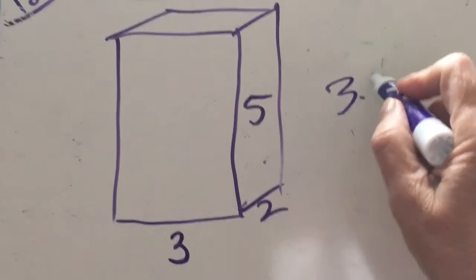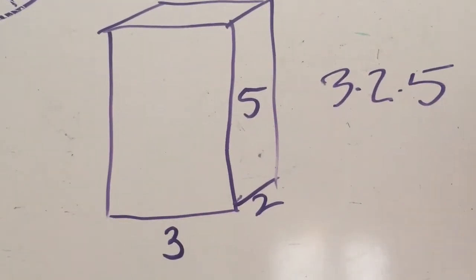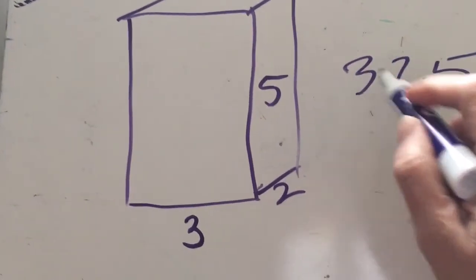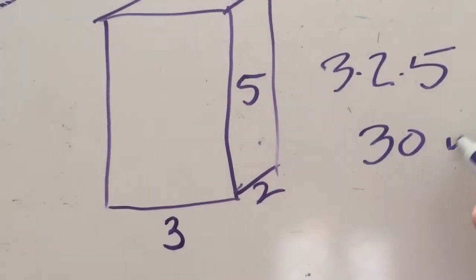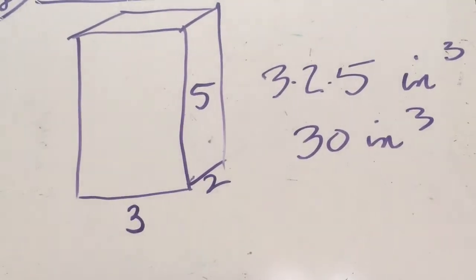So 3 times 2 times 5, and inches cubed. 2 times 5 is 10, times 3 is 30. 30 inches cubed should be the answer to A.